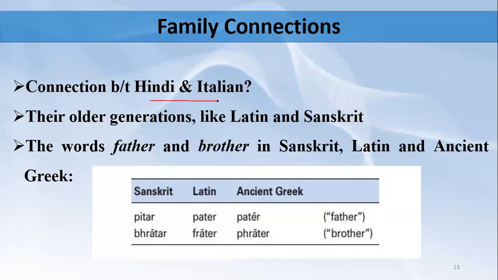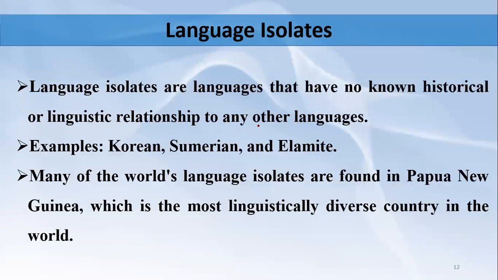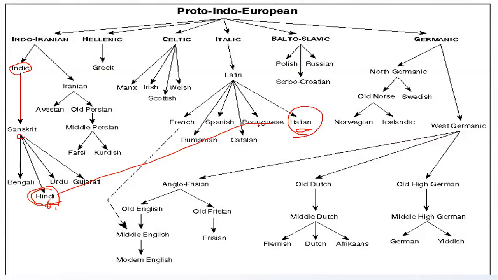The Hindi language and Italian language. Italian language is from the Latin languages, basically. Look at this chart. It has come from the Latin language. And Hindi language has come from Sanskrit language. Now, how are these two languages linked linguistically?